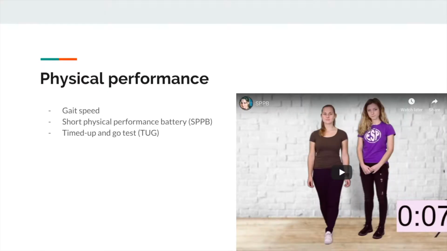Physical performance. Physical performance can be variously measured by gait speed, the short physical performance battery, or SPPB, and the timed up and go test, TUG. Gait speed is a quick, safe, and reliable test for sarcopenia, and it's also easy to use in clinical practice. Gait speed can predict adverse outcomes related to sarcopenia, such as disability, cognitive impairment, need for institutionalization, falls, and mortality.